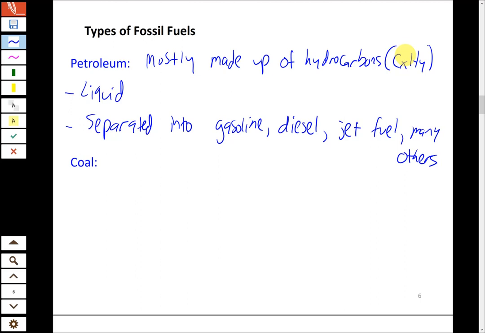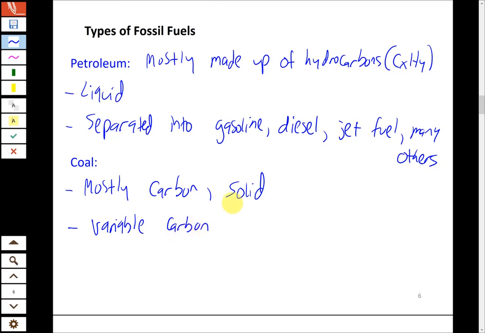Now, the other major type of fossil fuel is coal. Coal is mostly carbon, doesn't have a lot of other things in it, and it's solid. So little briquettes, almost like a rock, but it's very soft. And depending on where you get the coal from, it's going to have variable carbon content. So the percentage of carbon by mass in coal is going to vary from source to source.